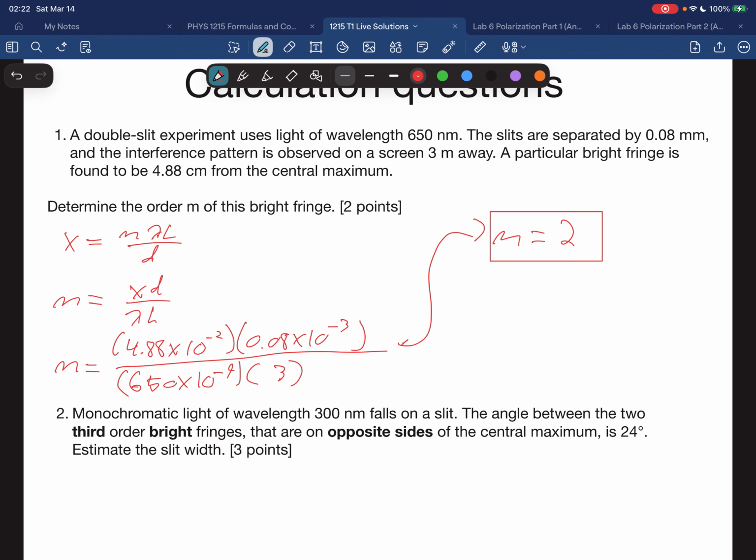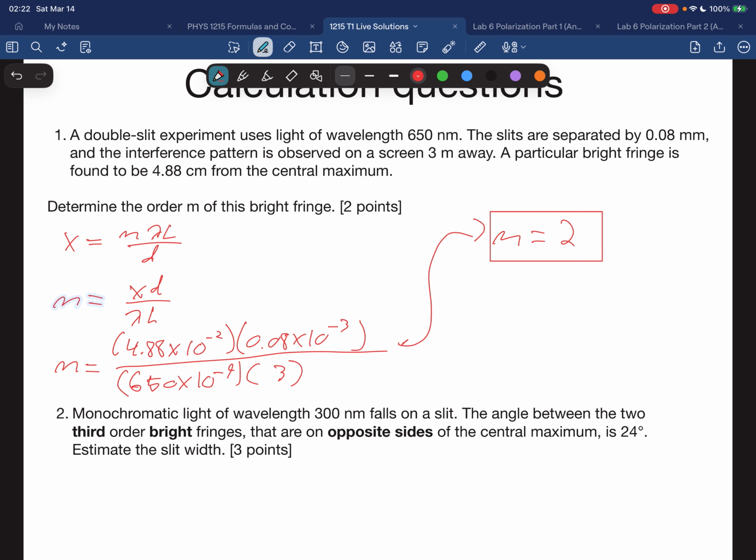So for centimeters, I have times 10 to the negative 2 to convert to meters. For millimeters, I have times 10 to the negative 3 to convert to meters. And for nanometers, times 10 to the negative 9. The 3 is already in meters, so I can leave that be. Our answer for number 1 was 2.